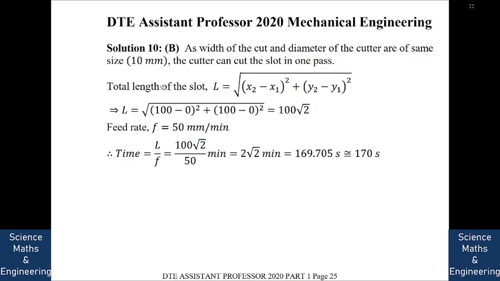Next, total length of the slot would be how much? So one point is at 0, 0, other point is at 100, 100. So our length would be root over 100 square plus 100 square. So it is 100 root 2. Now feed rate F is 50 millimeter per minute. So therefore our time would be how much? The length divided by the feed rate. So what we get, 100 root 2 by 50, that is in minute. So we get 2 root 2 minute, or it is 169.705 seconds, which is approximately equal to 170 seconds.